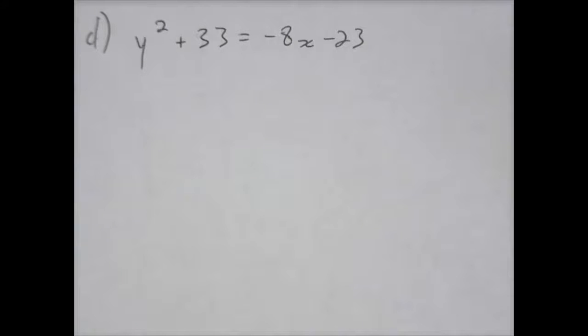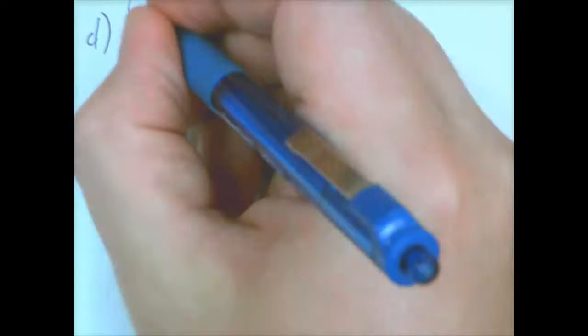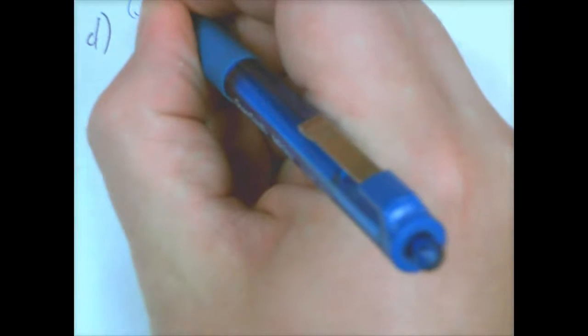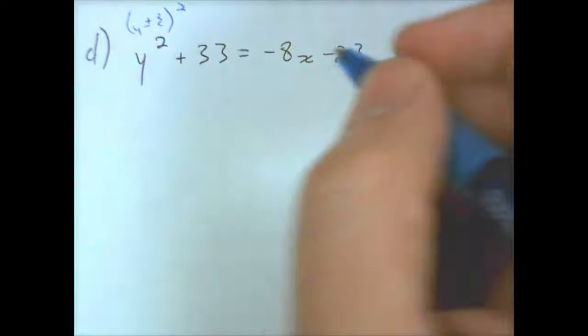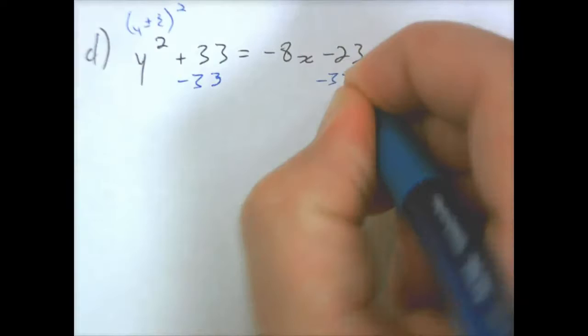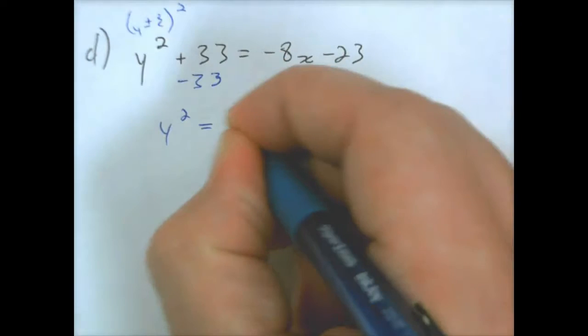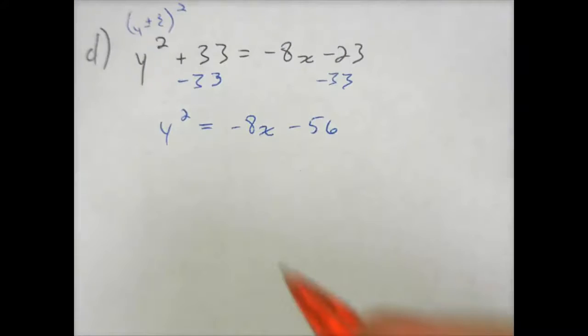Okay, with this one, notice it's not in standard form. So I need my numbers together. Since this isn't something squared, like y minus something, it's just y squared plus 33. I'm going to move this 33 over, so if I subtract it to the other side, then I would have y squared equals negative 8x minus 56. And notice, on this hand side, it doesn't quite look like standard form.